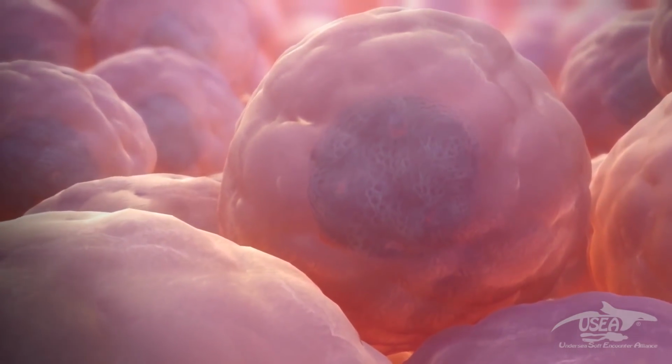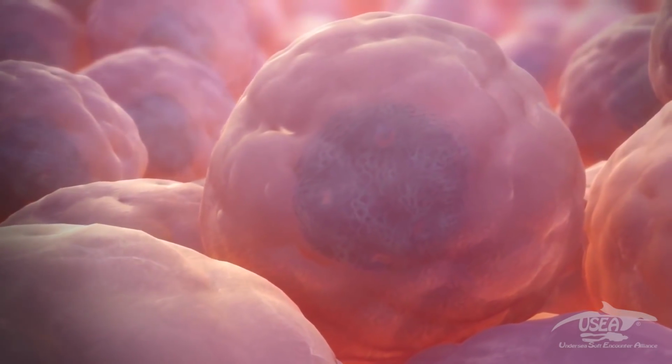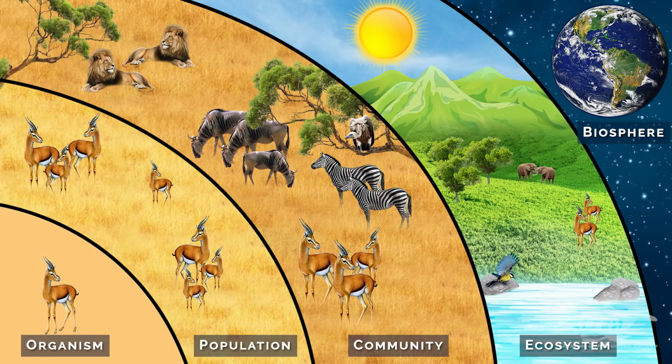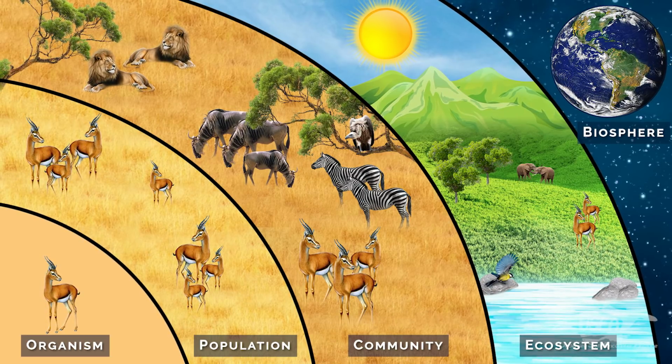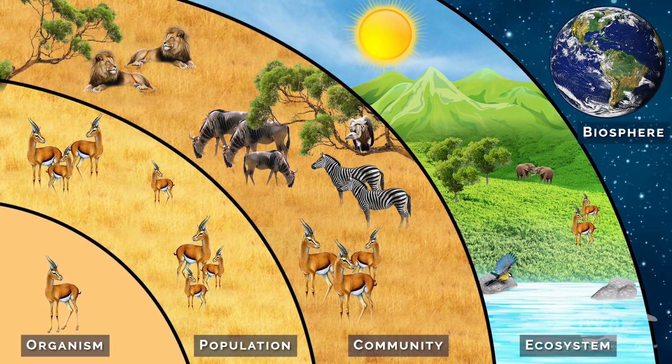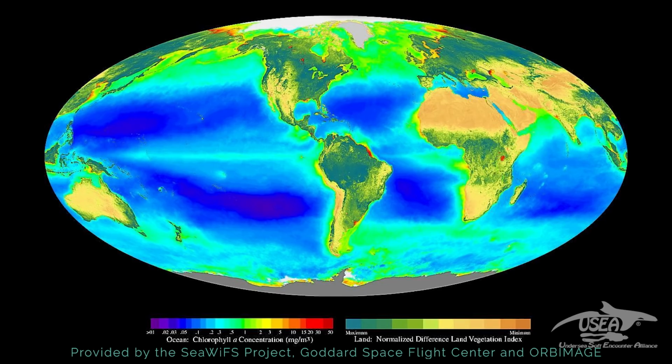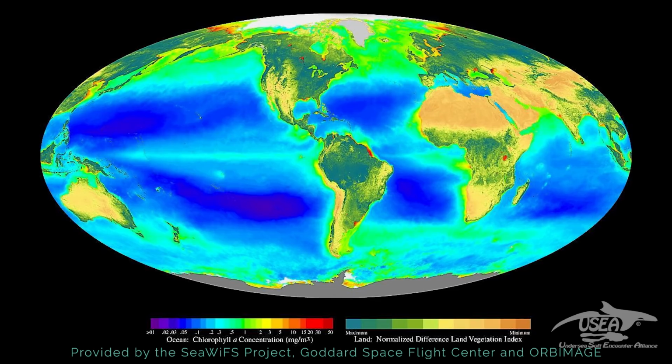And these cells are now organized in tissue. The tissues make the organs, and the organs make the organisms. They are organized in populations and ecosystems, and that makes the biosphere, all living creatures living on Earth.